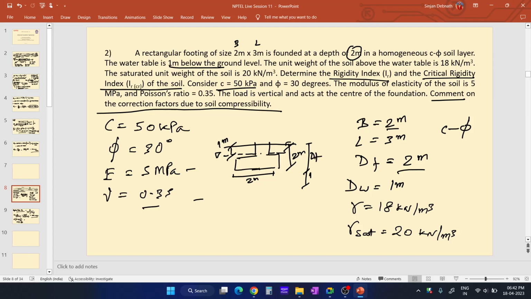So dF plus B by 2, 2 meter plus 1 meter, so it is 3 meter. So Q dash will be how much? It is 1 into 18 plus 2 into gamma submerged. Gamma submerged means gamma sat minus gamma w.